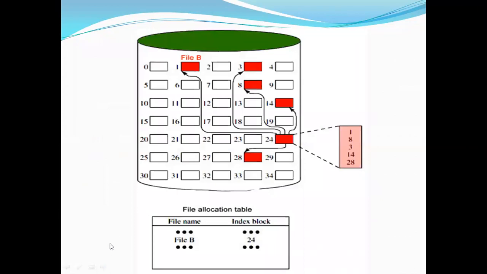So this is how index allocation is done. Here, in index allocation, a table is maintained: 1, 8, 3, 4, 15. That means 1 relates to block 1 of the disk, 8 relates to the 8th block of the disk, and likewise 28 relates to the 20th block of the disk. So likewise index allocation is done.